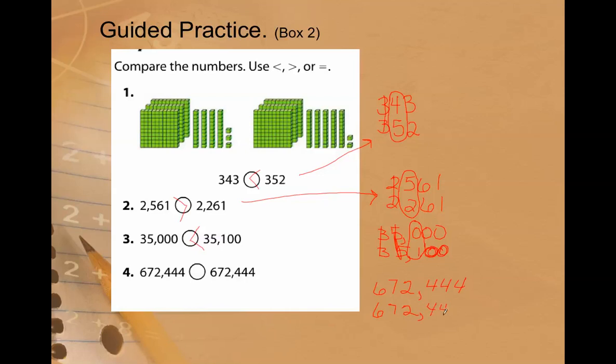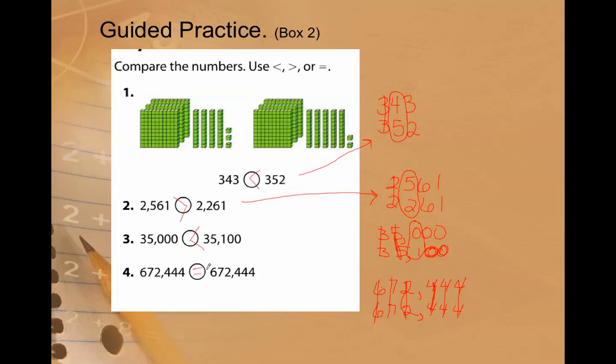All right, let's start on the left. I see that both of these numbers have a 6 in the 100,000ths place. Let's move to the right 1 place. Both of these numbers have a 7 in the 10,000ths place. Let's move to the right. Both of these numbers have a 2 in the thousandths place. Which way are we moving? It's right, to the right. A 4 and a 4 and a 4. Neither one of these numbers is greater or less than. They are the same. So they are equal.